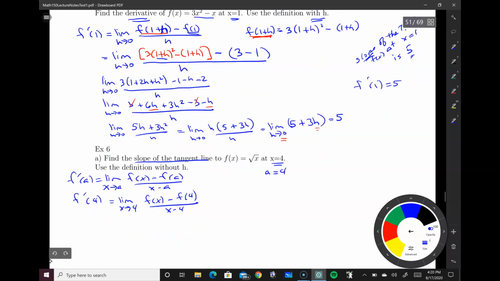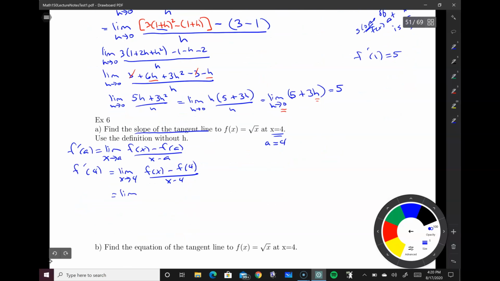All right, so now let's plug in the function. So limit as x goes to 4, so f of x is root x. I'm going to put the 4 into the function. I'm just going to go super slow so everyone follows what I'm doing. So I get root x minus 2 over x minus 4. If I plugged in 4, I would get 0 over 0. So we have options here.